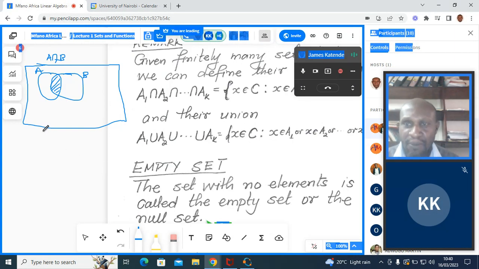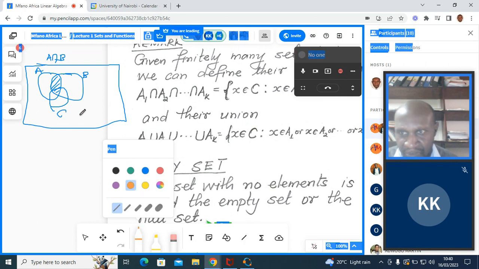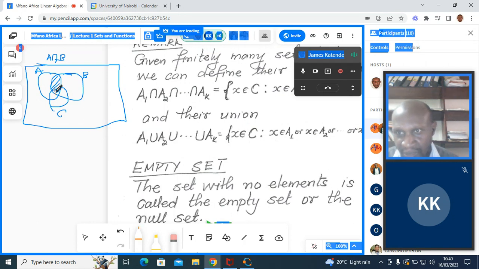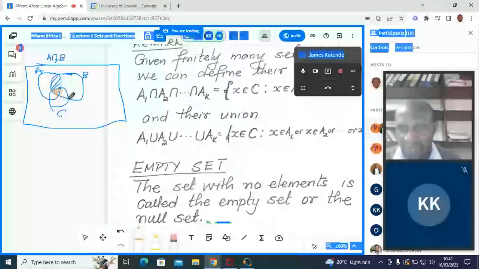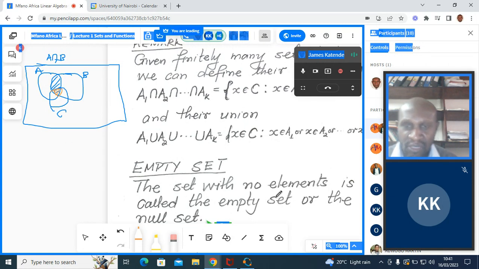So if there are more sets, things will change now. The intersection now keeps getting smaller. So now if you have three sets, that's a third set. What is common to all the three sets seems to get smaller. Let me get a different color. So now the intersection becomes this part. It's a smaller part, and so on. That's just it. If you get more sets joining, it will become even smaller.